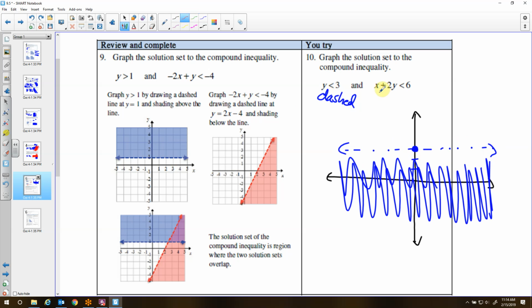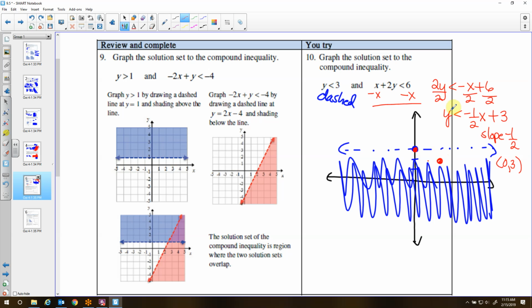Okay, let's go to equation 2. Pick up red. I'm going to solve this for y. So subtract x from both sides. So 2y is less than negative x plus 6. Divide all of them by 2. So y is less than negative 1/2 x plus 3. So I'm going to have a slope of negative 1 over 2, rise over run. My y-intercept is (0, 3). So again, I'm going to be marking (0, 3), but I'm going to be counting a slope of down 1 over 2.